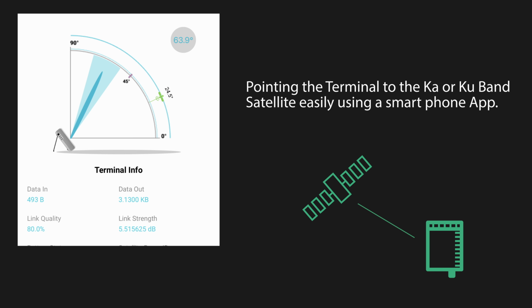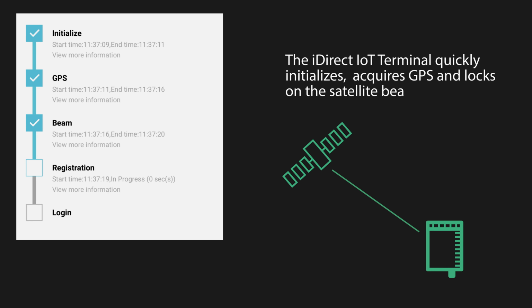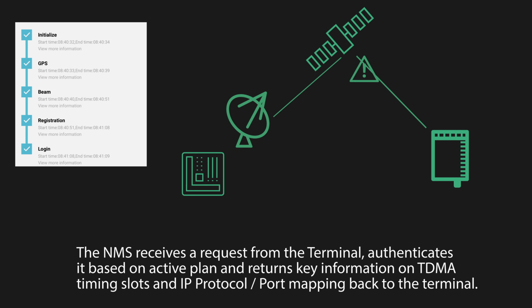Pointing the terminal to the Ka or Ku band satellite easily using a smartphone app. The iDirect IoT terminal quickly initializes, acquires GPS, and locks on the satellite beam. The NMS receives a request from the terminal, authenticates it based on active plan, and returns key information on TDMA timing slots and IP protocol/port mapping back to the terminal.